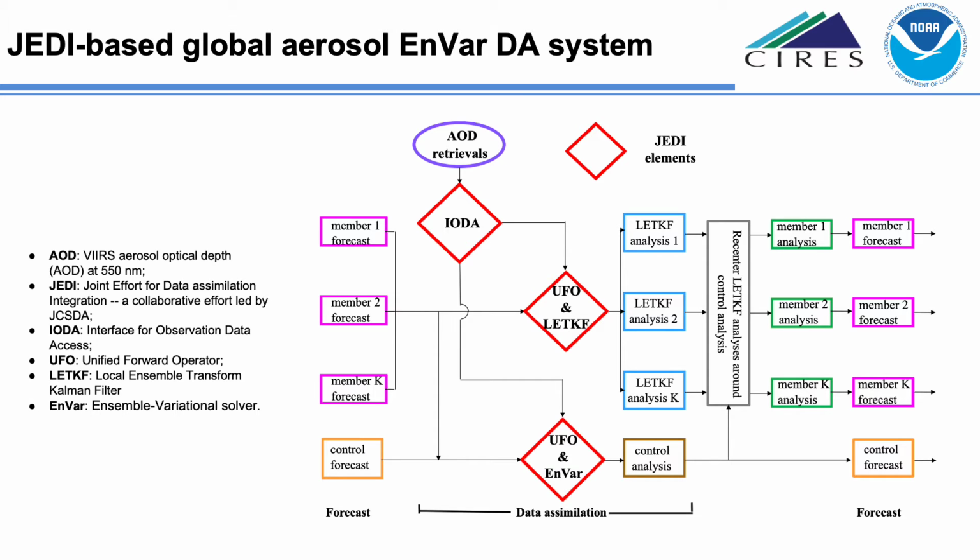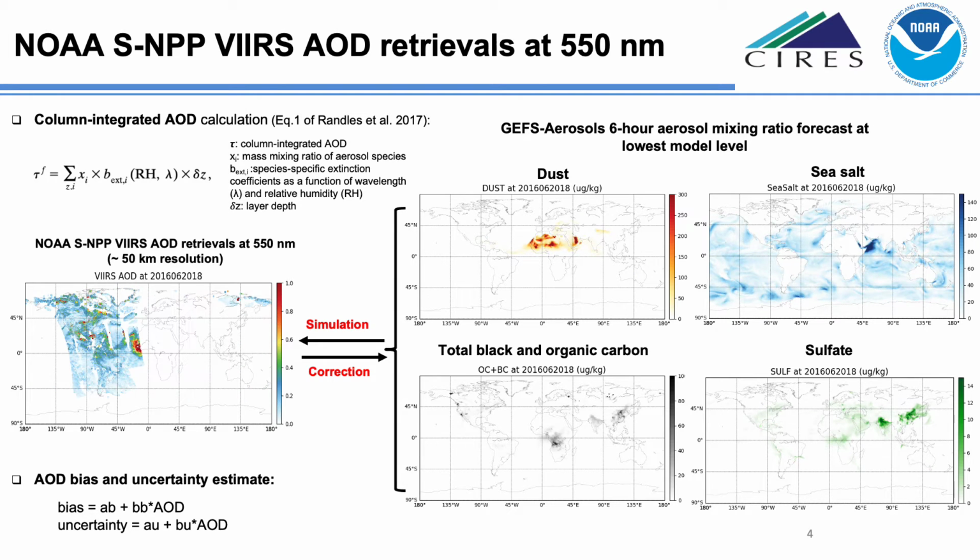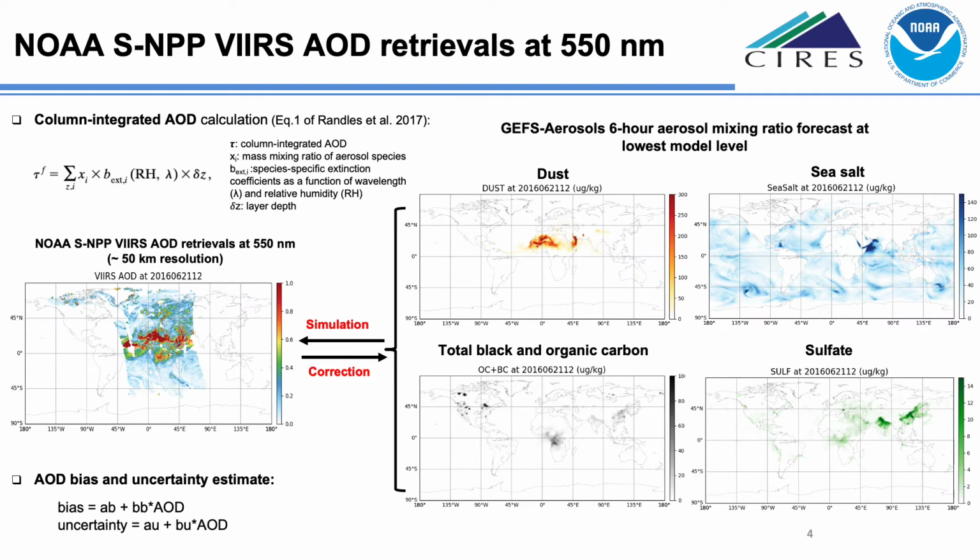To integrate the aerosol data assimilation capability in the JEDI-based EnVar data assimilation system, we first pre-process the AOD retrievals into the IODA format, which is the observation format used in the JEDI system. We then developed the AOD forward operator and its adjoint in the UFO component of JEDI, which is further used in the LETKF and EnVar update. In this work, we're going to assimilate AOD retrievals at 550 nanometer from various instruments on board the NOAA SNPP satellite.